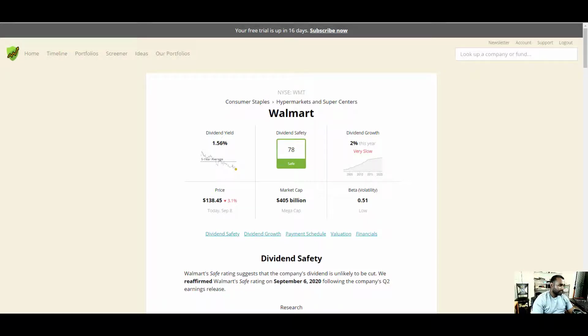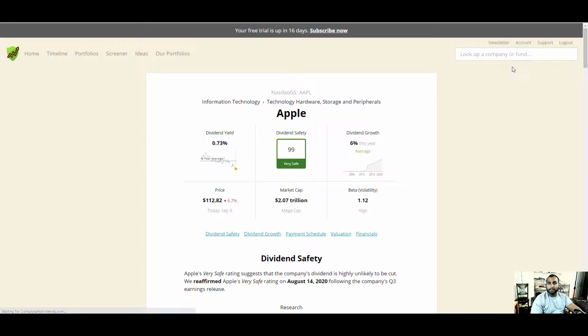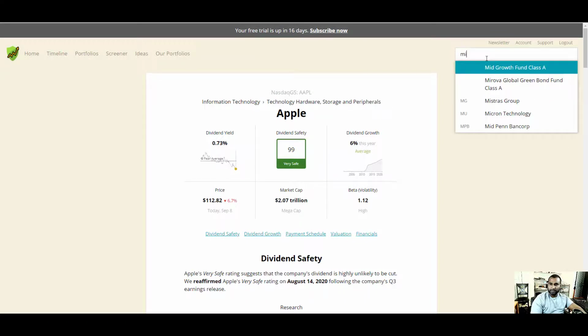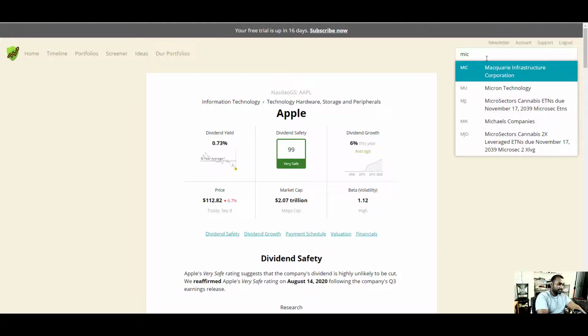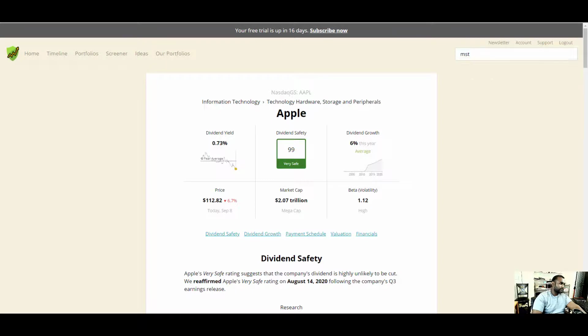Let's look at one or two more. Let's look at Apple. Yeah, AAPL. They have 99. Look at this. This is crazy, guys, to get this high. I don't think anybody gets 100 on this site. 99 is the highest they ever give out. But dividend yield is 0.73. Okay, price is $112 right now. They're a $2 trillion company. I think Microsoft is also there. MSFT. No, hold on.